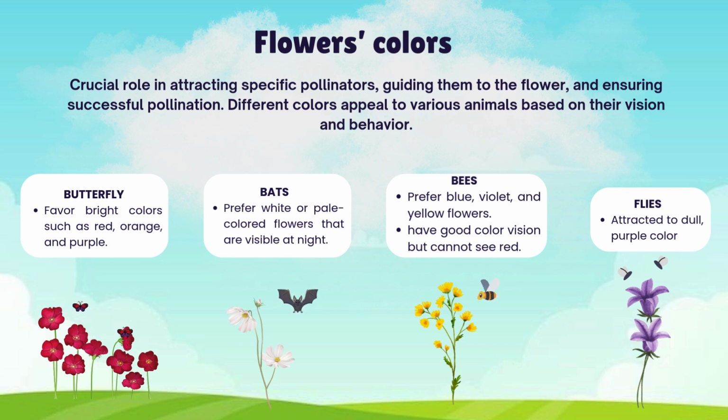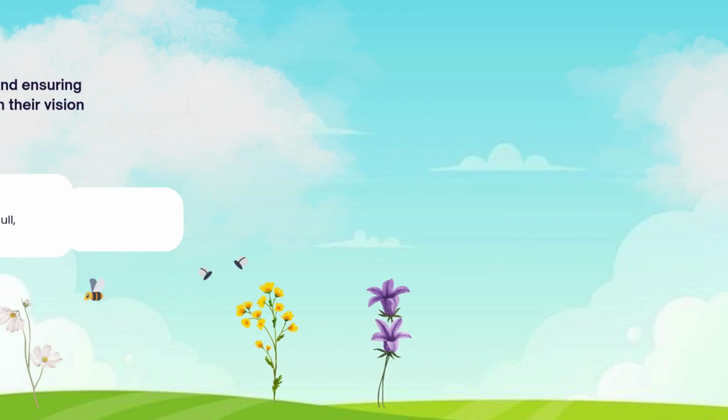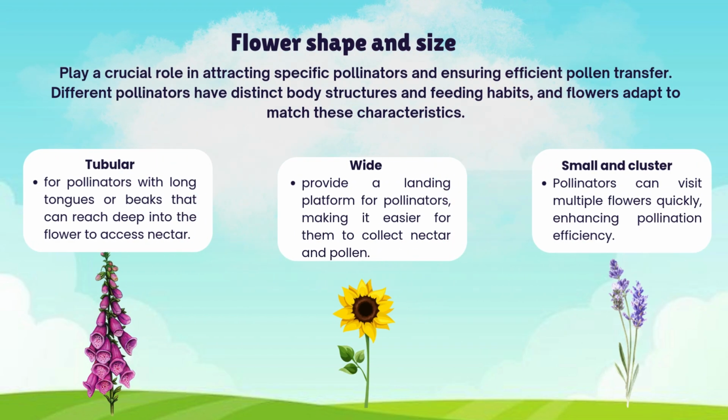Other than that, bats prefer white or pale colored flowers that stand out at night. Bees, on the other hand, are particularly drawn to yellow and blue flowers. And lastly, flies are attracted to dull purple flowers. By tailoring their colors, plants ensure they appeal to the right pollinators. Just like color, the shape and size of flowers are designed to match the body structure of specific pollinators.